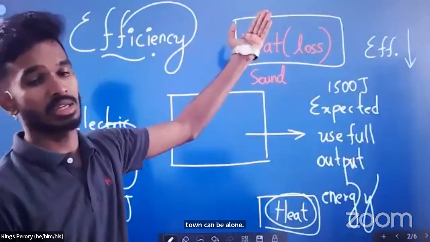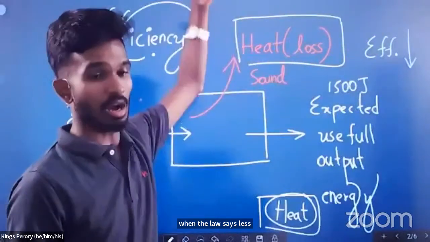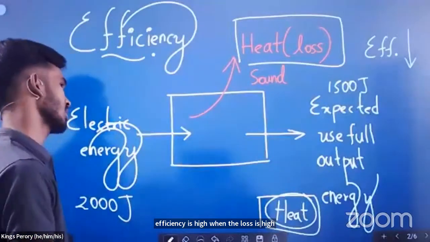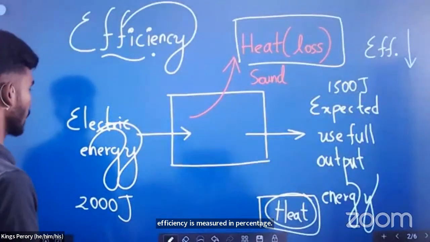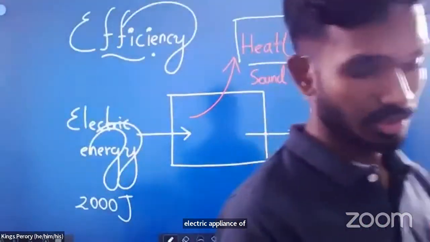When the loss is less, efficiency is high. When the loss is high, efficiency is less. Efficiency is measured in percentage. When you buy an electric appliance, you need to buy one of high efficiency and less power. That's it.